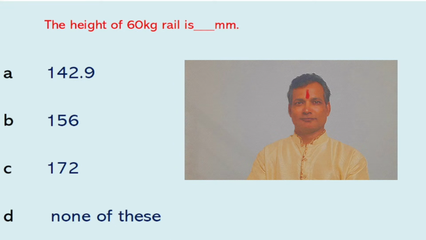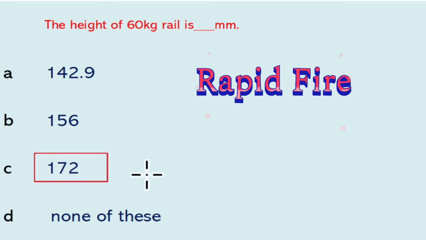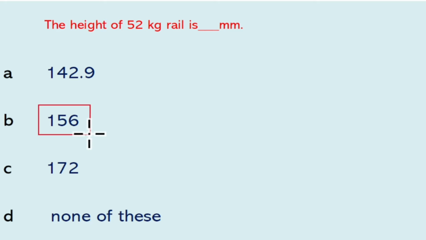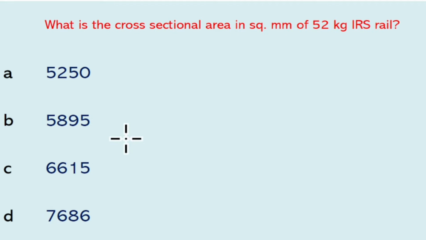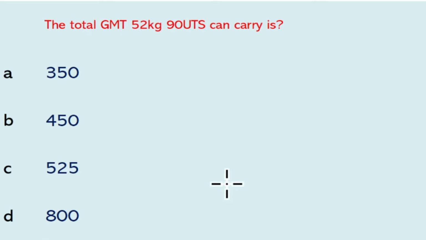The height of 60 kg rail is 172 millimeter. The height of 52 kg rail is 156 millimeter. What is the cross sectional area in square millimeter of 52 kg IRS rail? That is 6615 square millimeter. What is the cross sectional area in square millimeter of 60 kg UIC 60 rail? That is 7686 square millimeter.